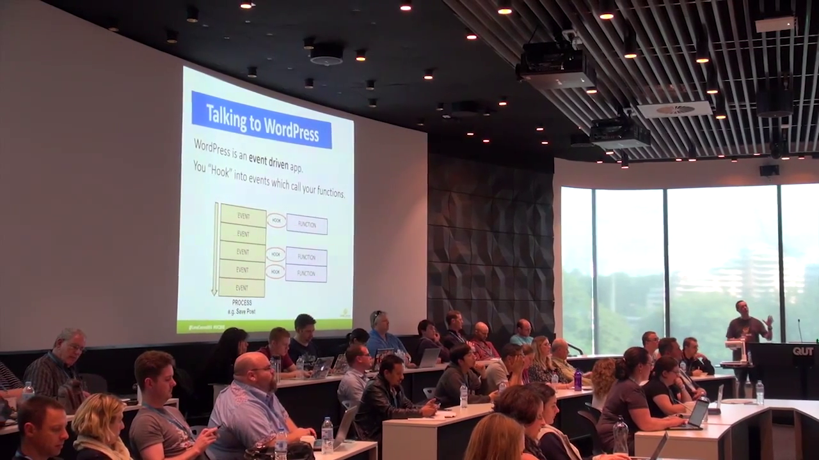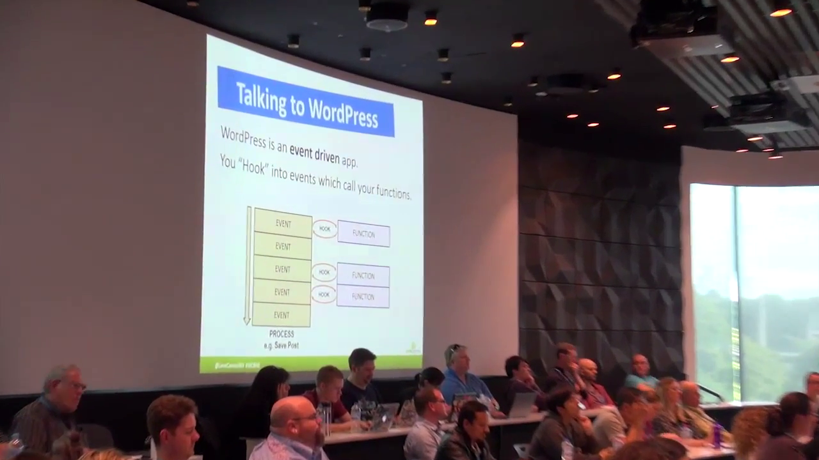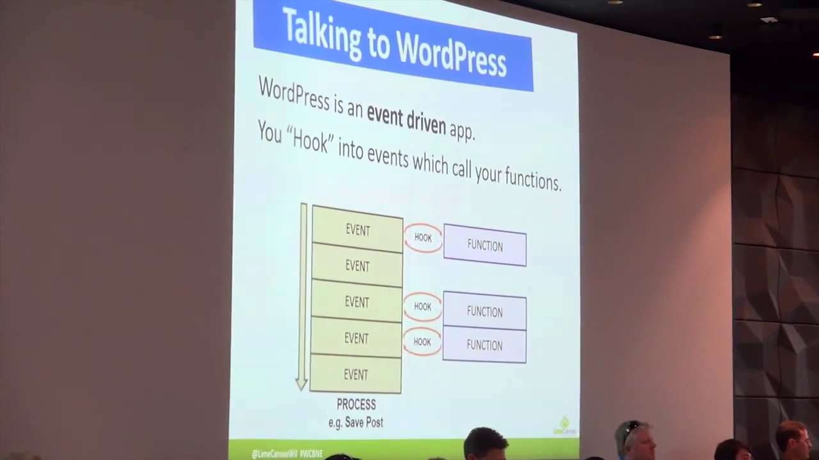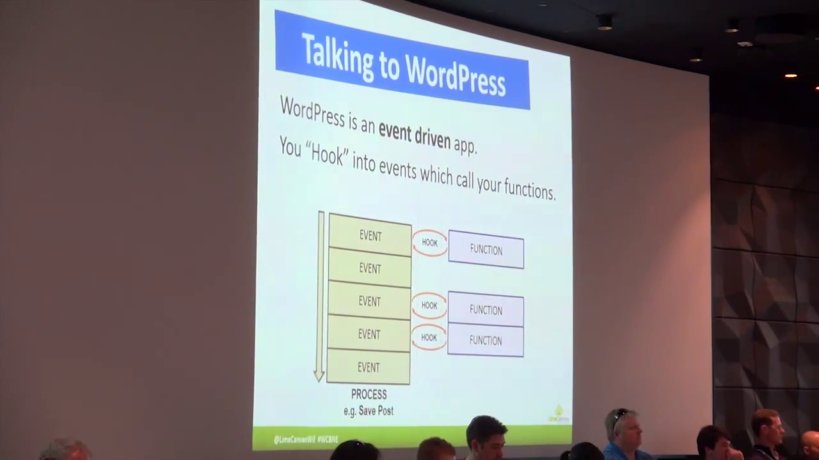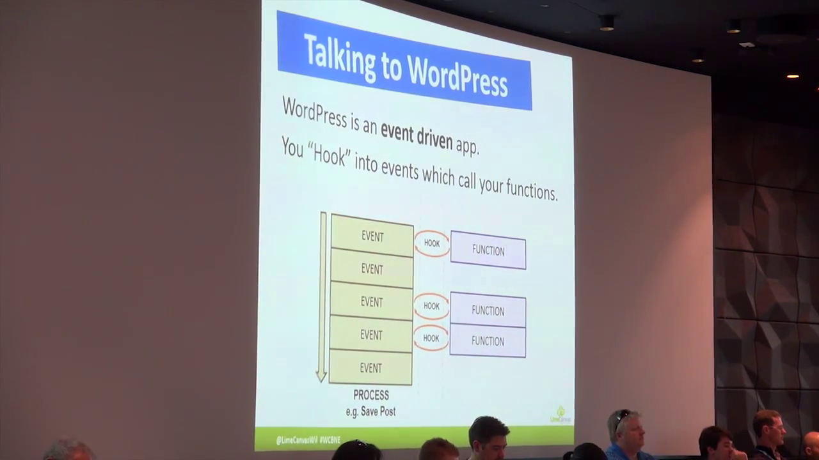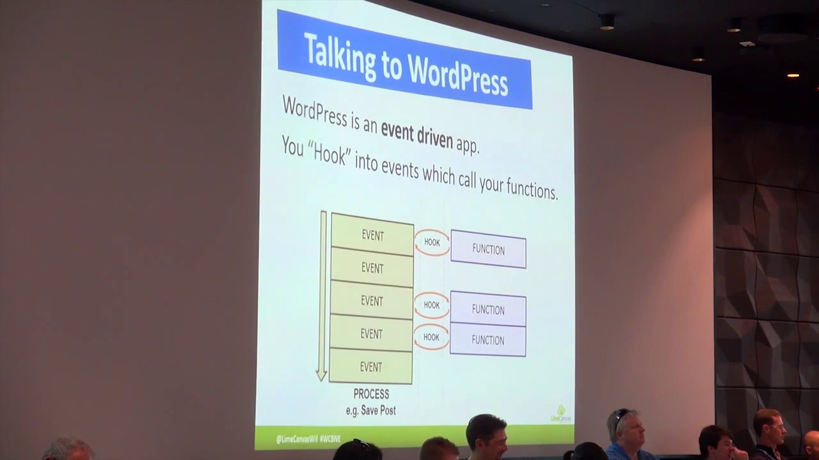So I'll put a little diagram here just to help you understand how processes work in WordPress. Down the left-hand side, we've got a process, and that might be something like save post. Now, when you save a post in WordPress, it does lots of different things. It might update the content. It's, of course, going to write back to the database. It might update the date and time and the status as well. And each of these are separate functions, events.